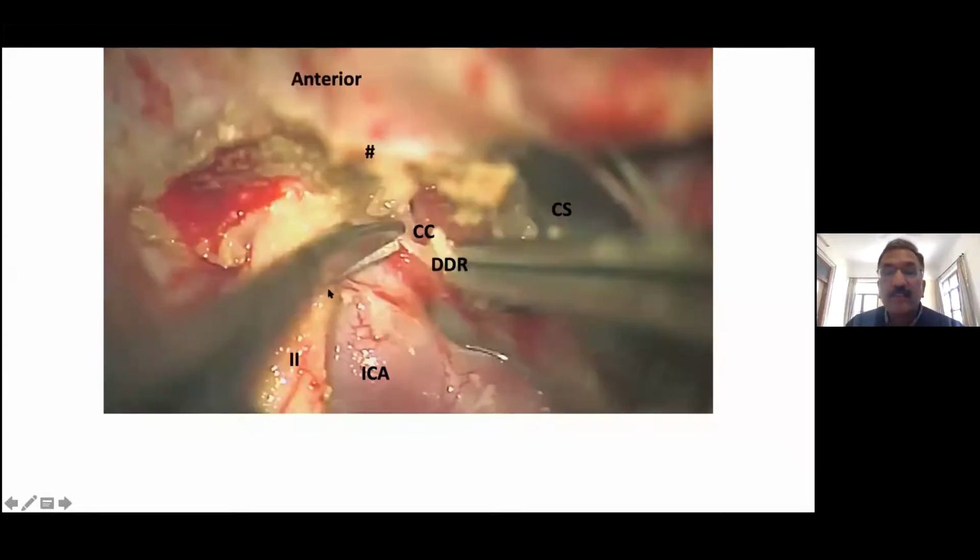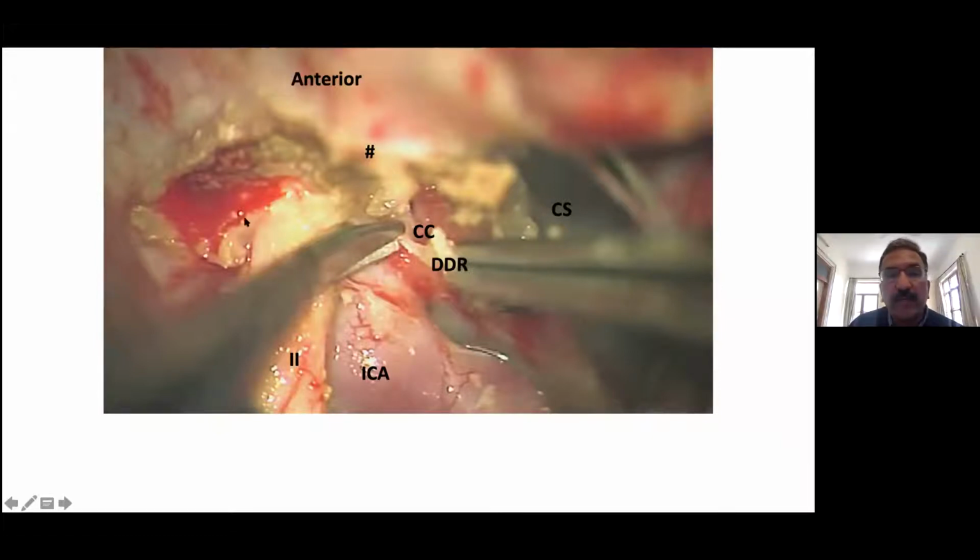So the next thing is to open the carotid collar, which can easily be decompressed, because you can easily decompress this carotid collar here. So once you do it up to the proximal dural ring, you get about 8 millimeters to 1 centimeter of the internal carotid artery, which is curving like this and going medially into the cavernous sinus.